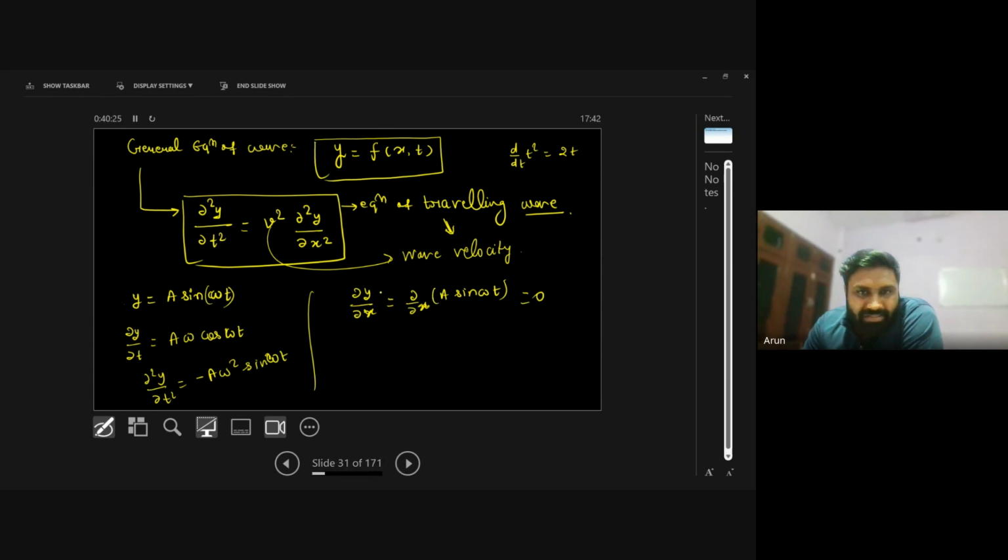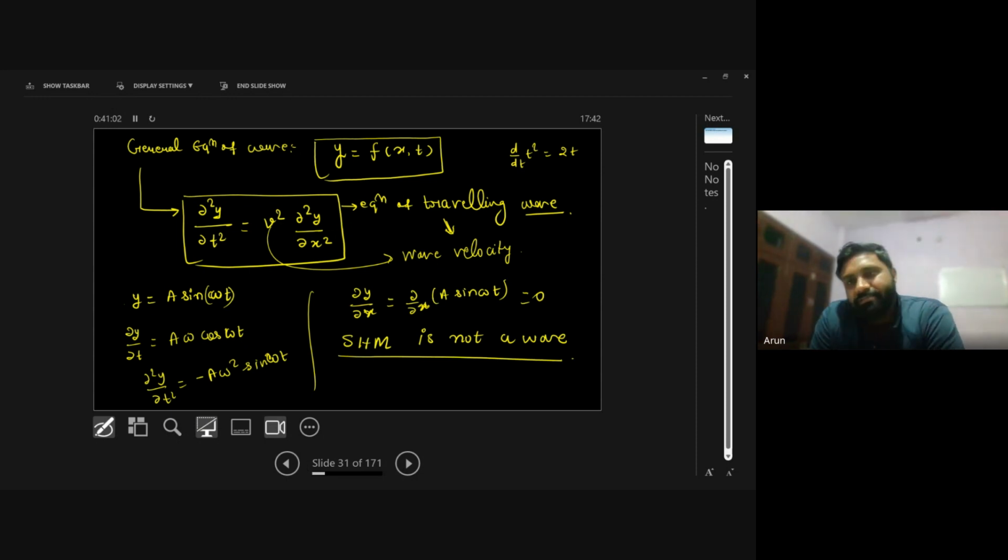So our equation will become 0 here, because this ∂²y/∂x² is 0. The equation is ∂²y/∂t² equals v² into 0, and something divided by 0 becomes undefined. So we can say that this SHM is not a wave.